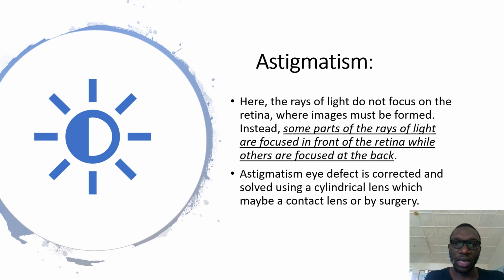The last one that we shall discuss today is astigmatism. Astigmatism is not the same as myopia, not the same as hyperopia, but combines the two. Here the rays of light do not focus at the retina. As we know, they should always focus at the retina. Where images must be formed, some parts of the rays are focused in front and others are formed behind. So we have both images formed in front of the retina and behind the retina. Therefore, it combines the two, and this can be solved using a cylindrical lens or using surgery.